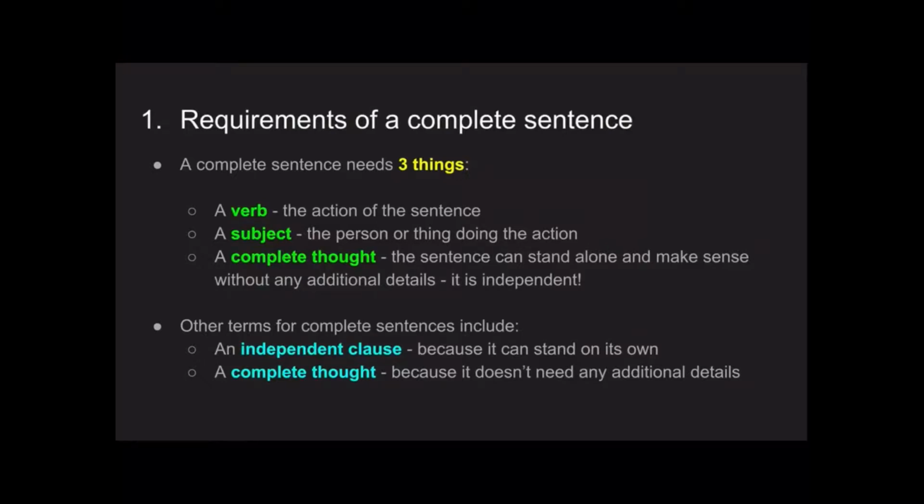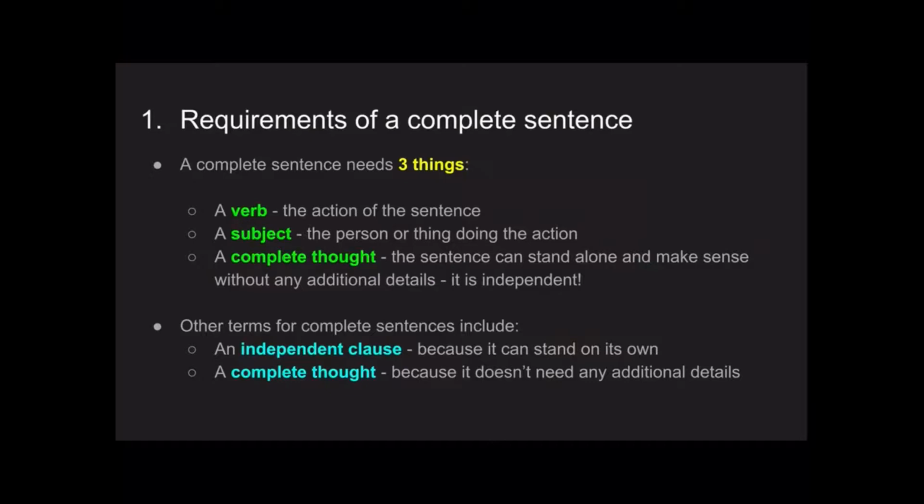So complete sentences really need three things. And probably the easiest thing to find if you are looking at a complete sentence is going to be the action of that sentence, which is the verb. So verbs are words like to run, to walk, to jump, sleeping, playing, woke, things like that. So you're looking at action in any verb tense that appears in the sentence.